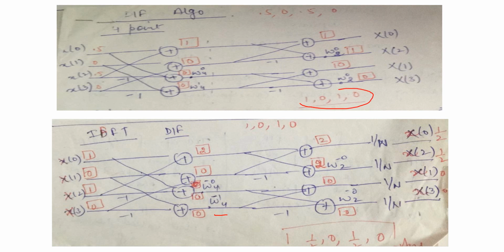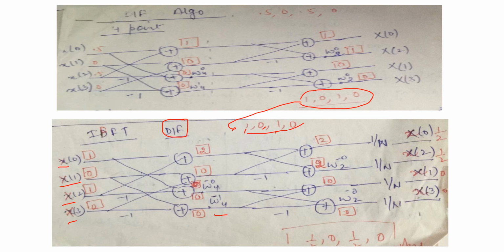In Matlab you have to perform the inverse DFT of sequence 1, 0, 1, 0 using DIF algorithm. Clear? Using DIF algorithm. So here write X of 0 is 1, X of 1 is 0, X of 2 is 1, and X of 3 is 0.